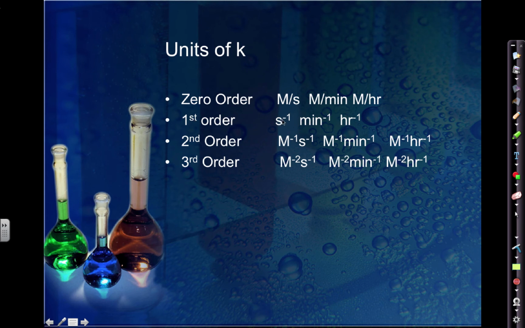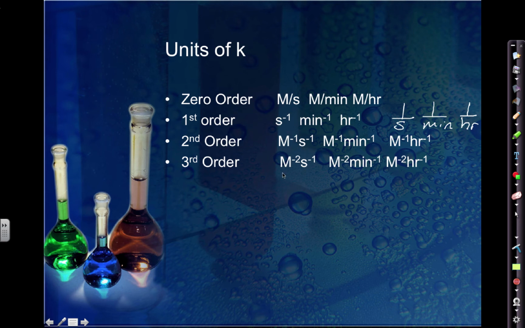For the first order, no molarity, just 1 over the time unit. So remember, if it's to the negative first, it means 1 over a second, or 1 over a minute, or 1 over an hour. That's what it means. If it's second order, it's going to be 1 over moles per liter multiplied by the time unit.